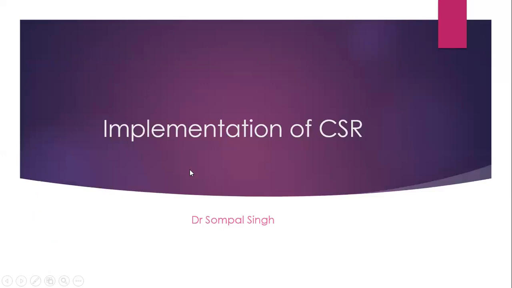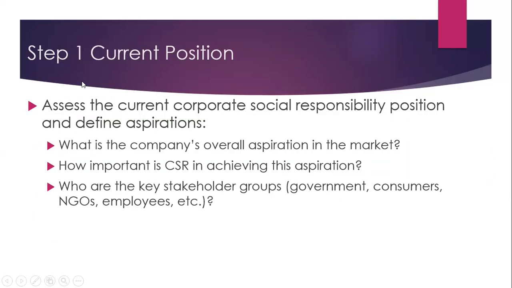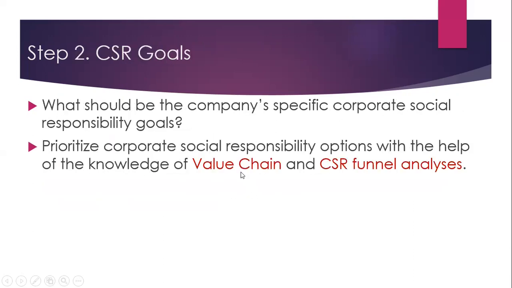So how do we implement CSR? This is step one, current position. Assess the current corporate social responsibility position and define aspirations. This includes: what is the company's overall aspiration in the market? How important is CSR in achieving this aspiration? Who are the key stakeholder groups? Step two is setting of CSR goals. What should be the company's specific corporate social responsibility goals? Then prioritize corporate social responsibility options with the help of the knowledge of value chain and CSR funnel analysis.